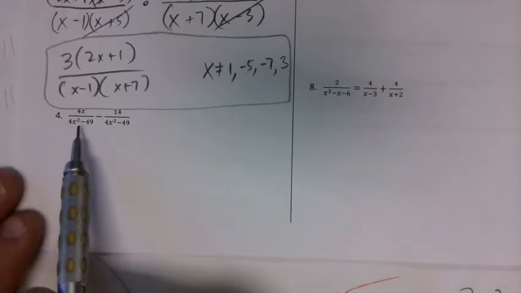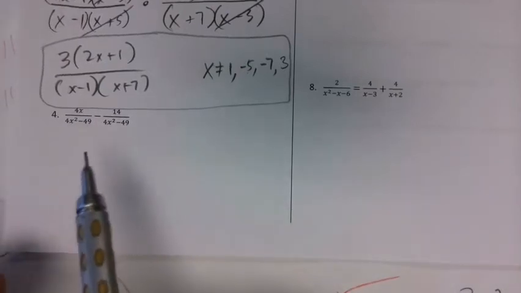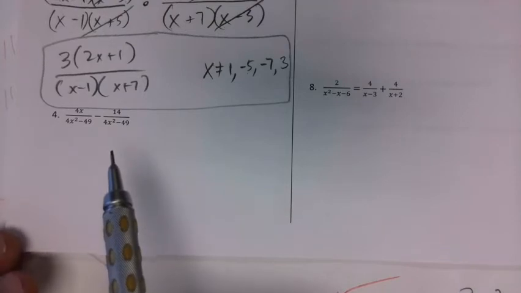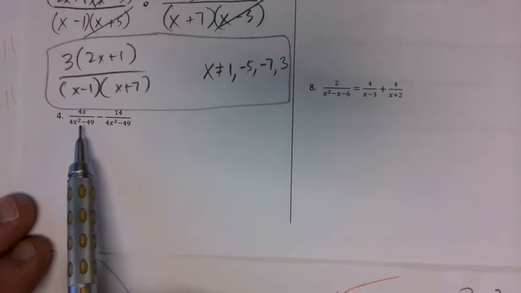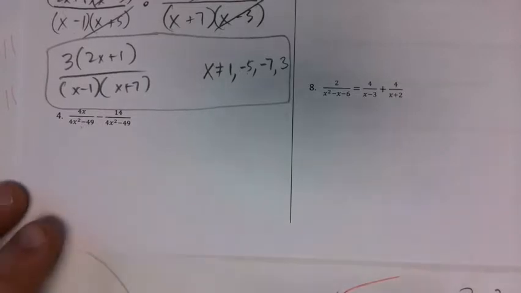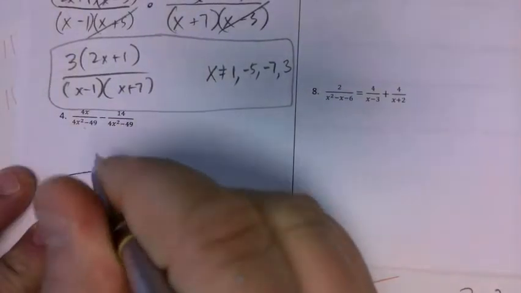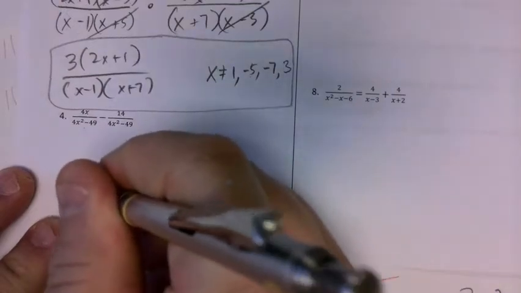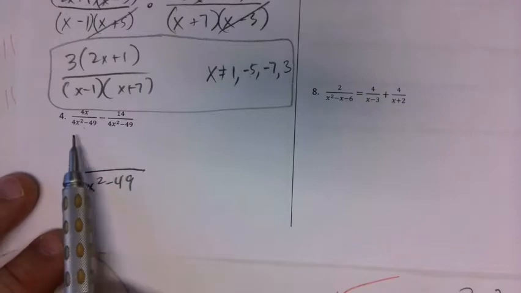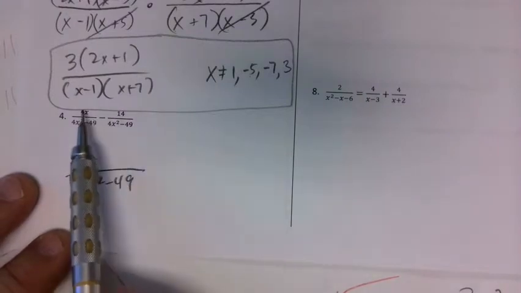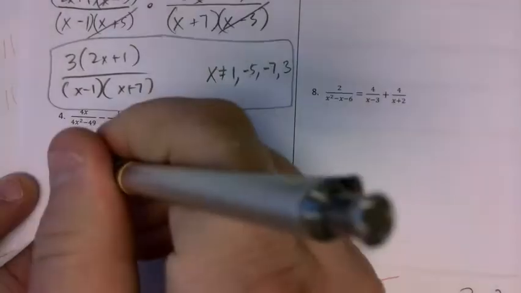Okay, adding, subtracting fractions. You've got to remember what my big, fat, hairy, cigar-smoking 4th grade teacher told me: when you are adding or subtracting fractions, they must have a common denominator. This does. So I know I can combine these, and it's going to be over the same denominator, 4x squared minus 49. And I've got 4x minus 14.